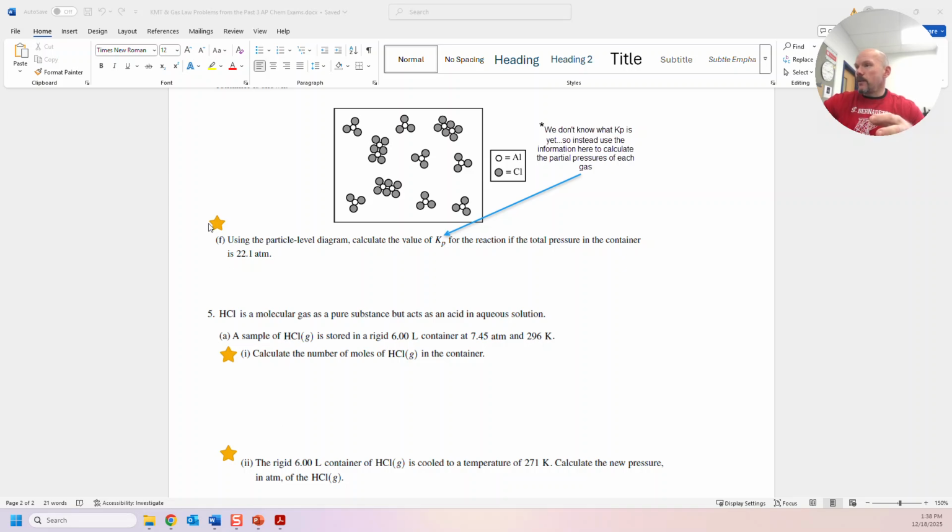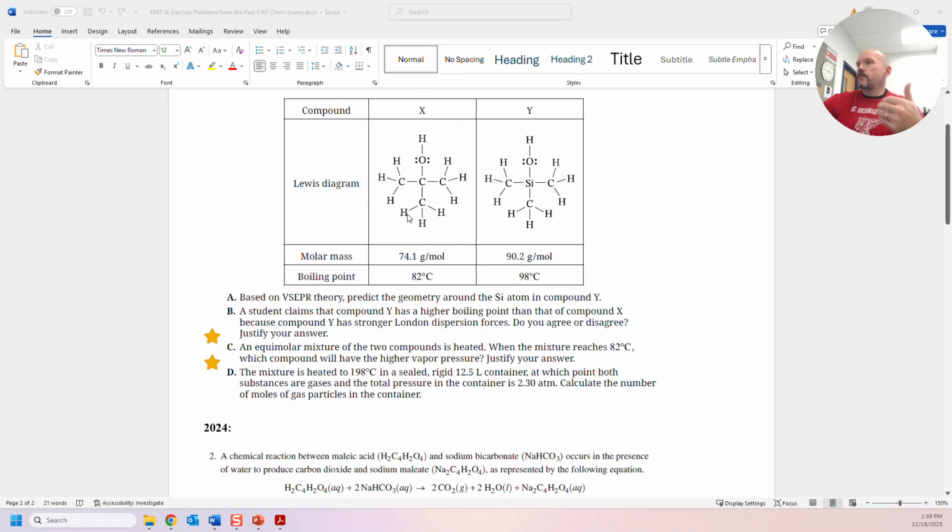But again, this one, the way it's worded here, what you really had to figure out was KP. Just understand, in order to figure out the value of KP, the first thing you would do is figure out what the partial pressure of each gas is here. So that's why I threw this question on here. Okay, so not too much. So these are three different tests.